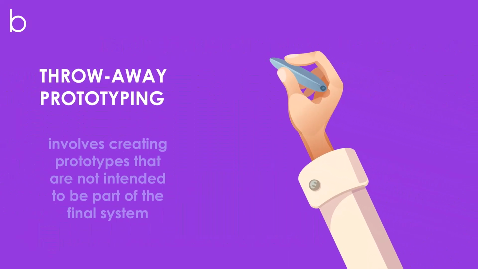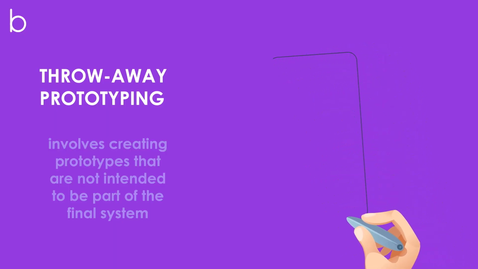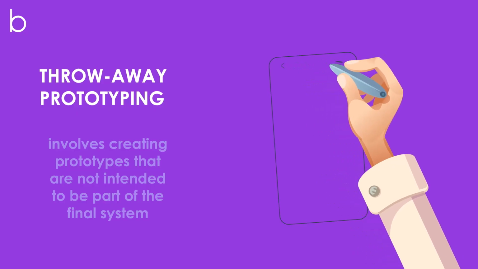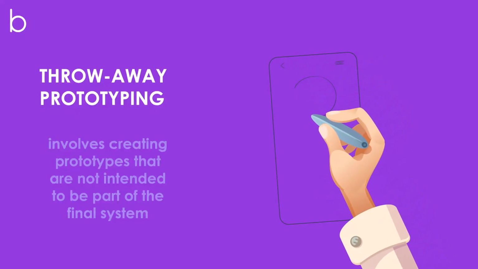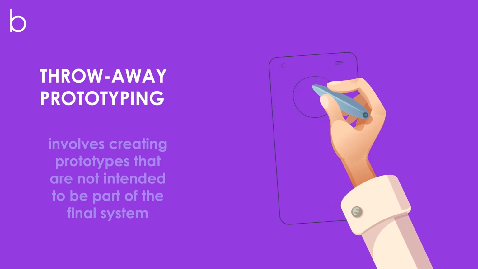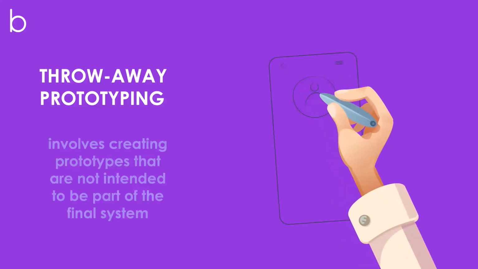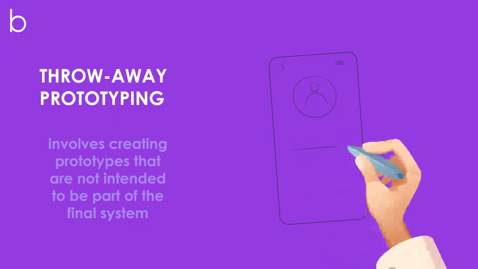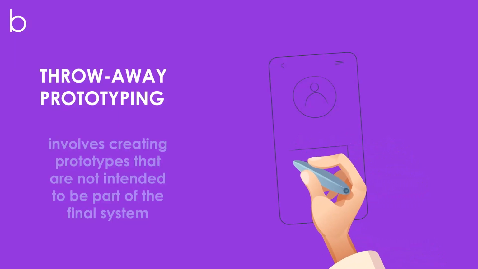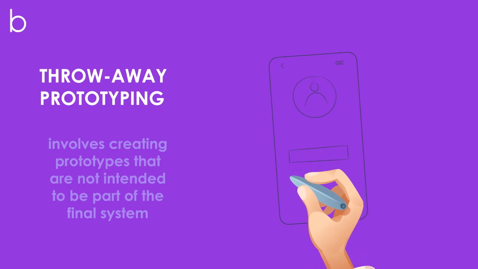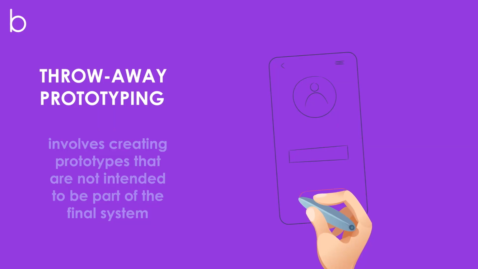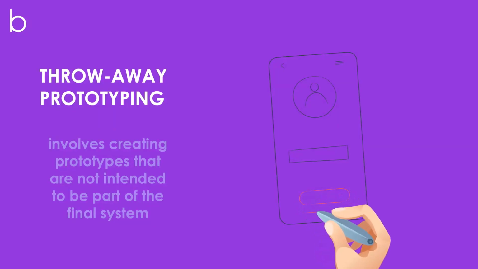Throwaway prototyping, as the name suggests, involves creating prototypes that are not intended to be part of the final system. These prototypes are typically developed using simple tools, such as paper and pencil or low-fidelity mock-ups, and are used to quickly explore and clarify interface requirements. Once their purpose is served, these prototypes are discarded, and the final system is implemented separately based on the insights gained from the throwaway prototypes.